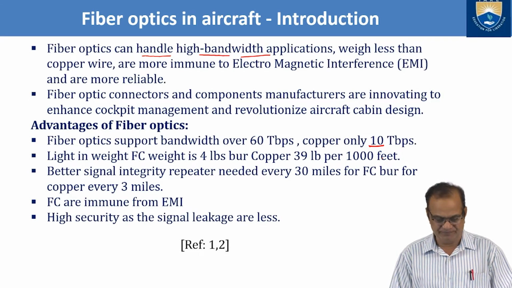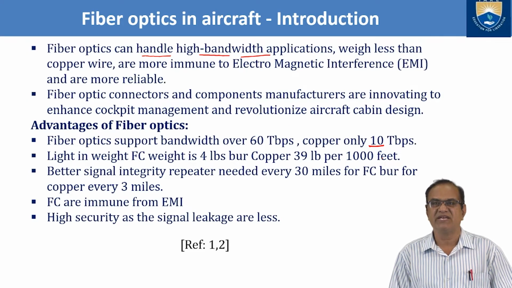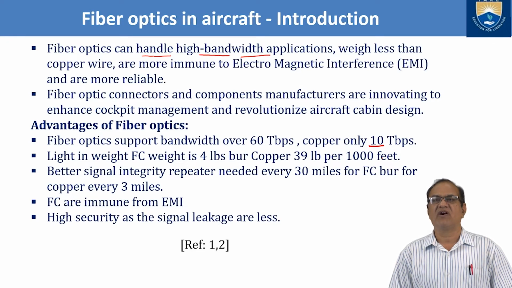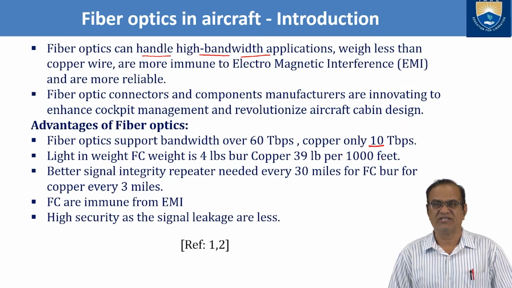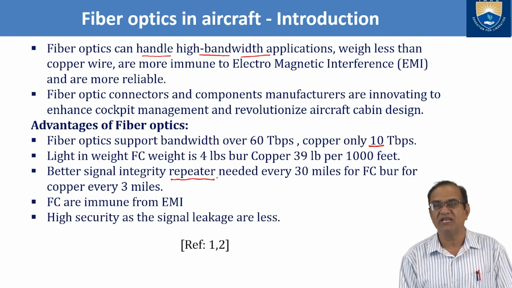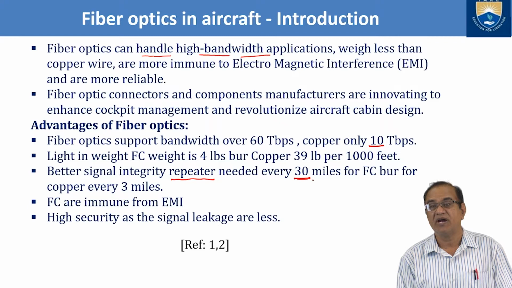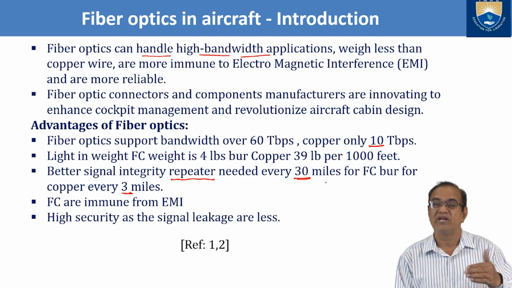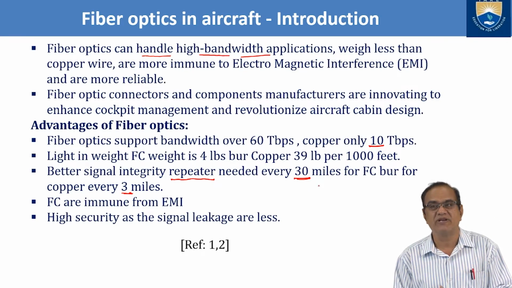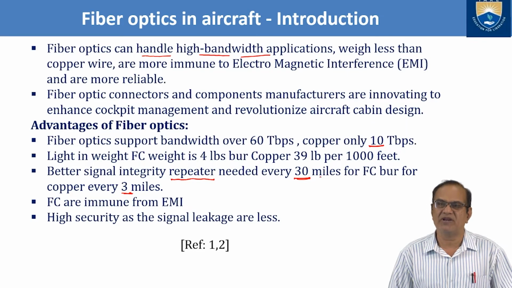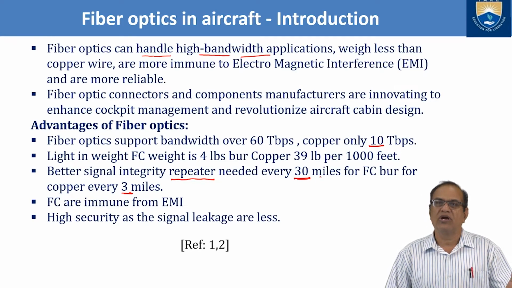Better signal integrity: a repeater is needed every 30 miles for fiber, but for copper every 3 miles. So for better signal integrity, we have to use a repeater every 30 miles for fiber, but for copper we need one every 3 miles. So the repeater requirement is also 10 times more in copper. In 30 miles we need only one repeater, but with copper cable we need a repeater every 3 miles to maintain signal integrity.